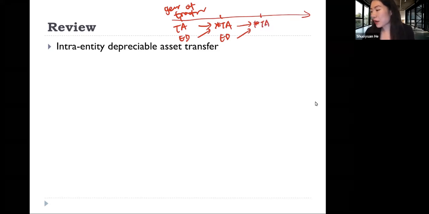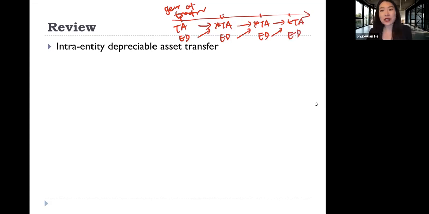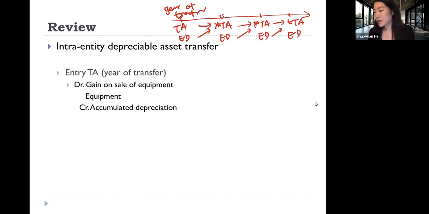So then we have a new star TA entry. And in the third year, we need to record another ED entry. And then this star TA entry and ED entry get carried over to the fourth year, where we need another ED entry. So this just goes on until the asset finishes its depreciation.